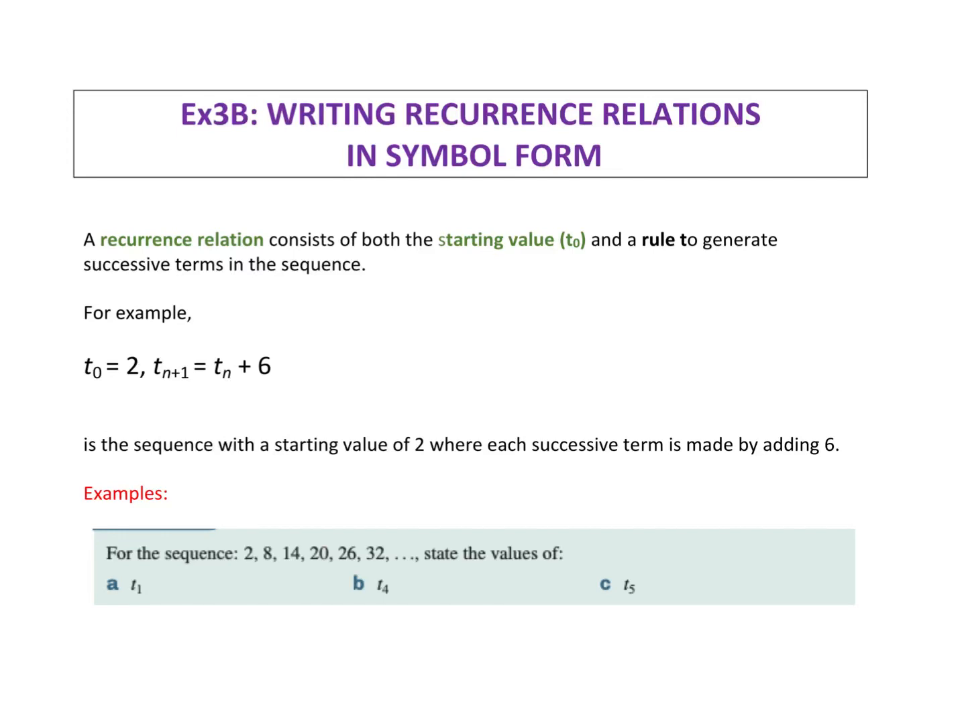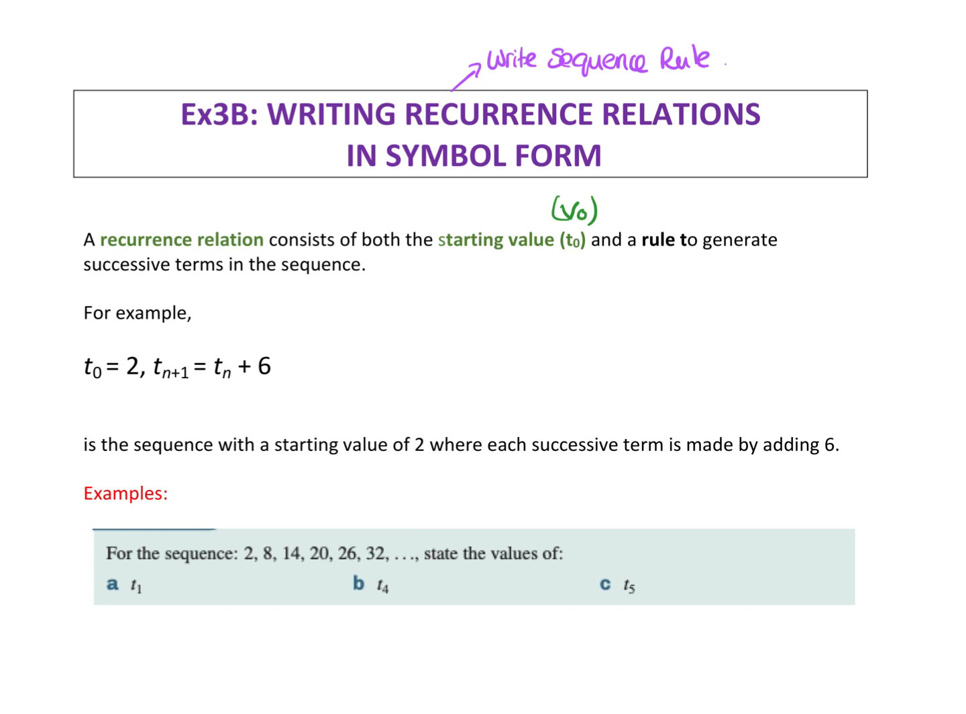Okay, so in this lesson, we're going to look at writing recurrence relations in symbol form. This recurrence relation is how we write a sequence rule, pretty much. It's sort of like the official way we write it. A recurrence relation consists of both a starting value, so t0, often we use v0 for value, so whatever letter they're using, it'll be 0, and then you have a rule to generate the next term in the sequence.